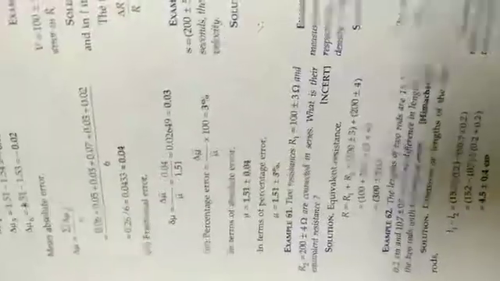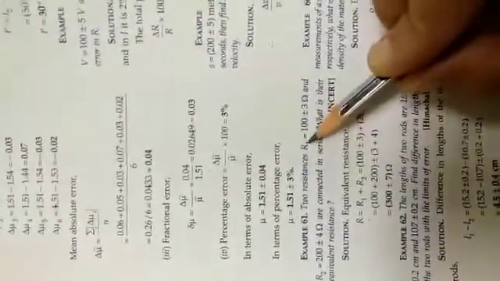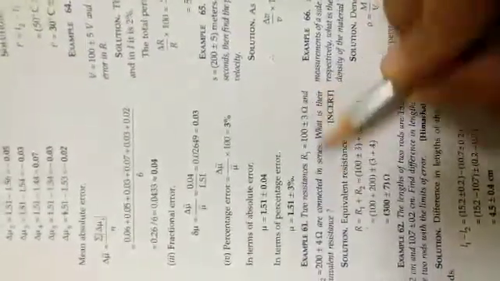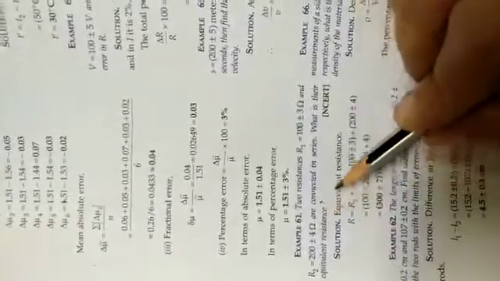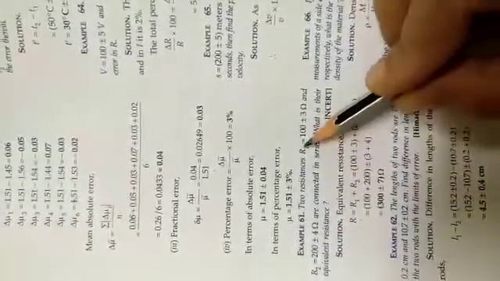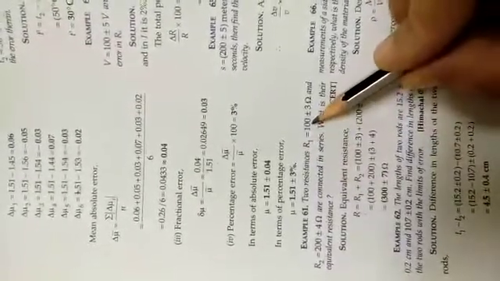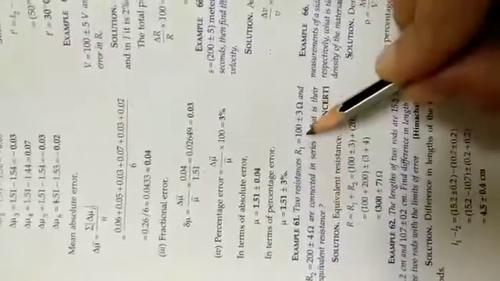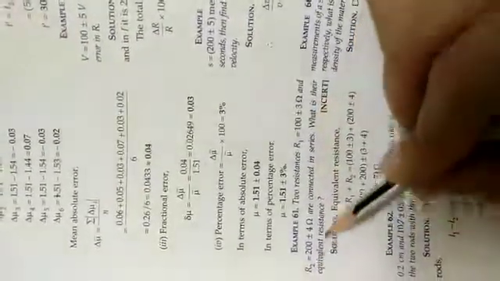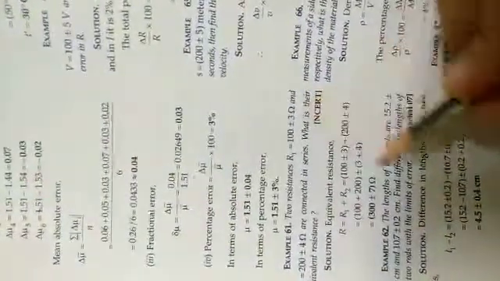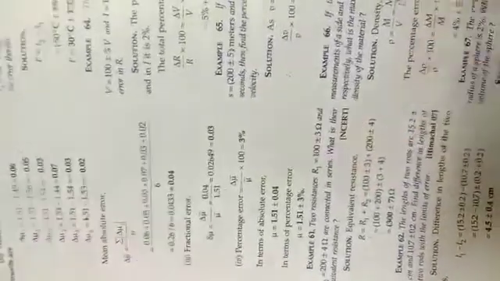I will explain this with the help of a numerical. Suppose in this numerical I have two resistances, R1 is 100 plus minus 3 ohm, and R2 is 200 plus minus 4 ohm. If they are connected in series, we already know that if we connect resistors in series, the new resistance is the sum of these two terms. So the final resistance will be 200 plus 100, which is 300, but the error is 4 plus 3, which is 7 ohm. So the net value is 300 plus minus 7 ohm. I think it's clear to you all.